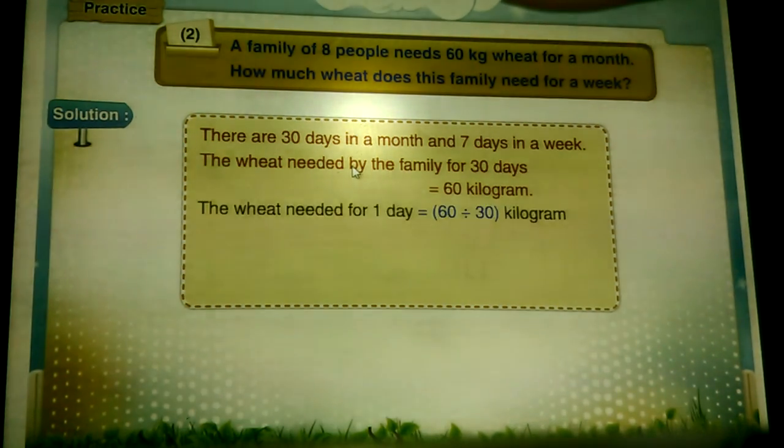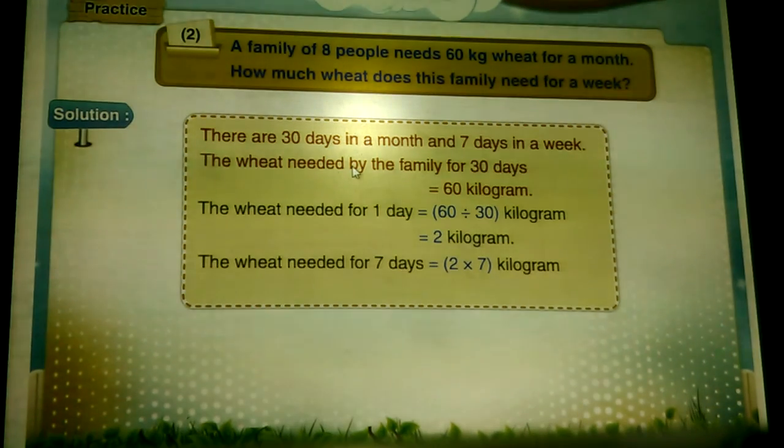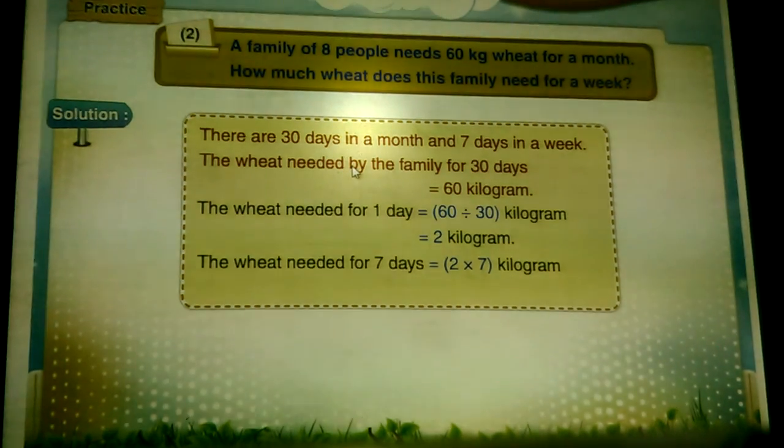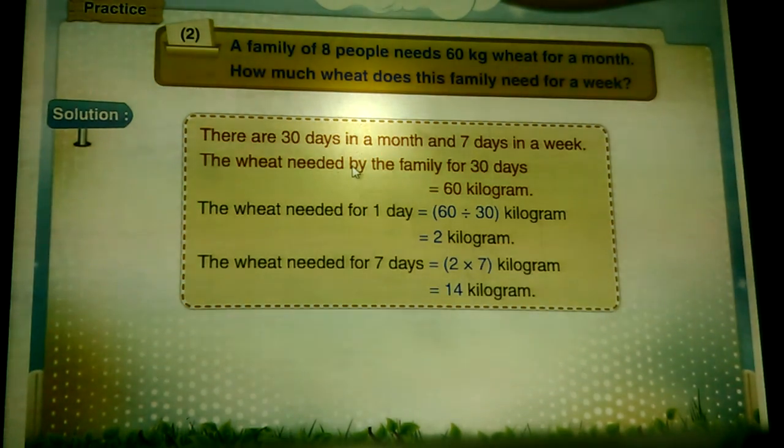Therefore, the wheat needed for 1 day is equal to 60 divided by 30 kilograms. That is equal to 2 kilograms. Therefore, the wheat needed for 7 days is equal to 2 into 7 kilograms, which is equal to 14 kilograms.